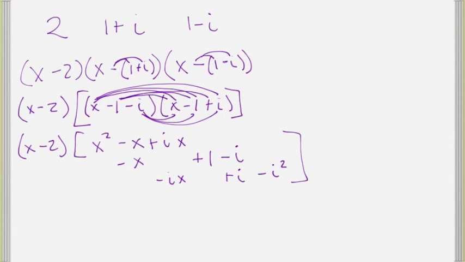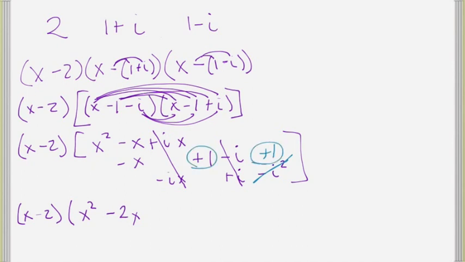Then I'm going to combine up like terms. So that x minus 2 is still hanging out. I've got x squared minus x makes minus 2x. The ix's go away. The i's go away. What is i squared equal to? Negative 1. So negative i squared is equal to positive 1. And I have another positive 1. So then I get plus 2.